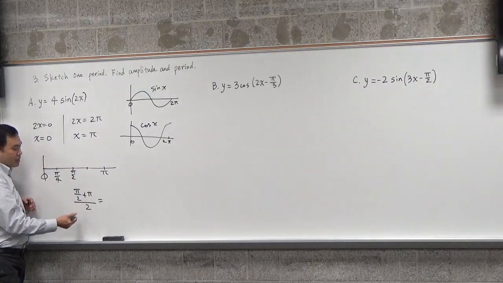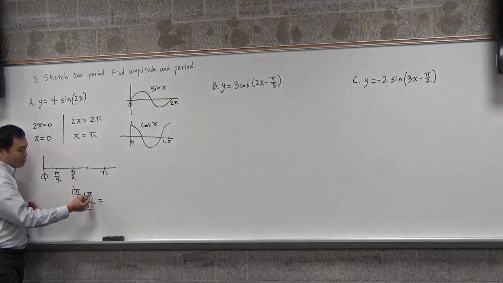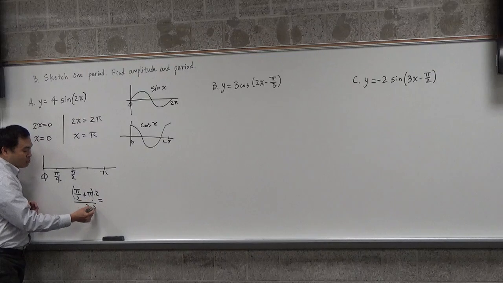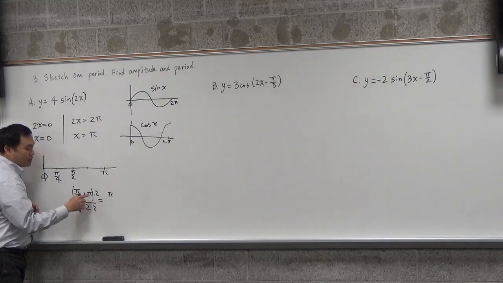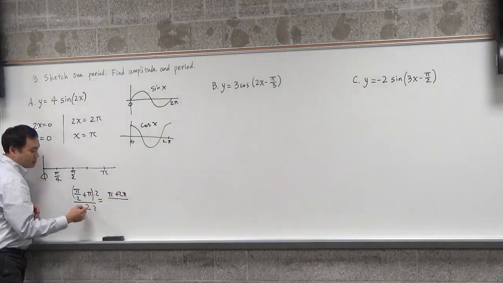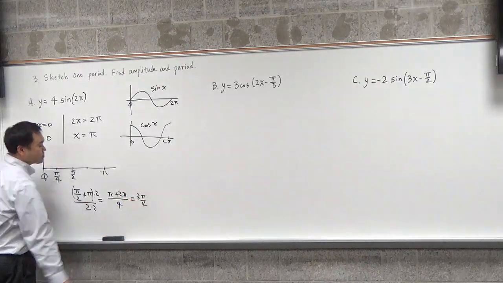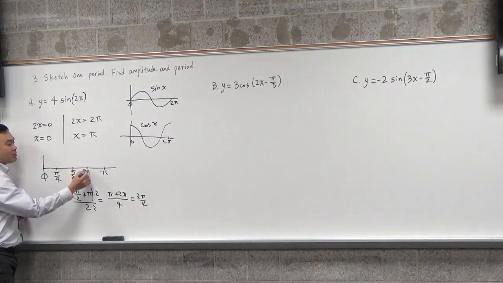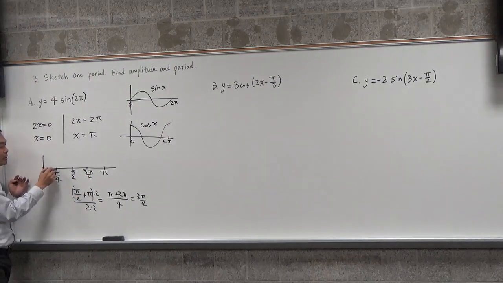Now you could do this computation, but the easiest way is just to multiply 2 top and bottom. So 2 times pi over 2 will be just pi. 2 times pi will be 2 pi. And then 2 times 2 is 4, so that's going to be 3 pi over 4. Okay, so that's 3 pi over 4. So you got the important points.